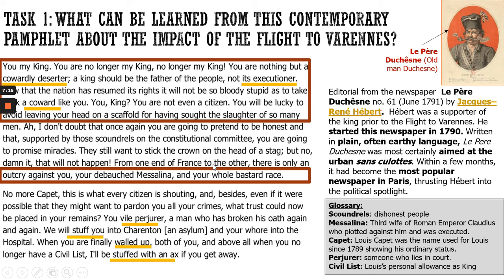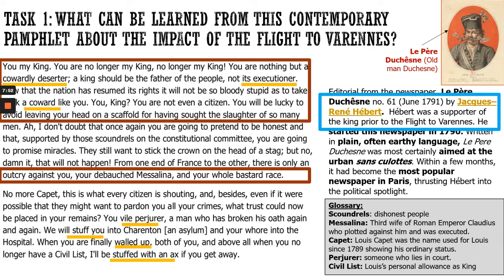So you can see that attitudes have really soured, and they've become personal, and not just personal against Louis, but there is a reference here to Messalina, the third wife of Roman Emperor Claudius, who plotted against him and was executed. This is a clear reference to Marie Antoinette, and the continued hatred of her influence over Louis, having supposedly convinced him to do this, the influence of her links with the Austrians. That attitude towards Marie Antoinette has again hardened, as we can see from this source.